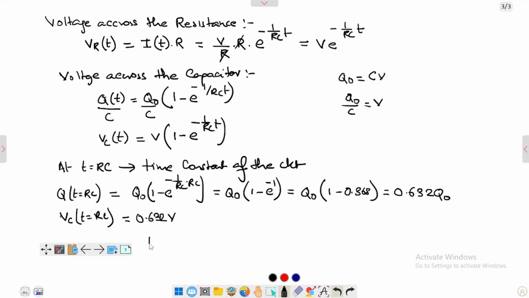And what will be the current? Actually, the current at t equal to RC is equal to I0 e^(-1/RC × RC), and that will give me I0 e^(-1). That gives me 0.368 I0.